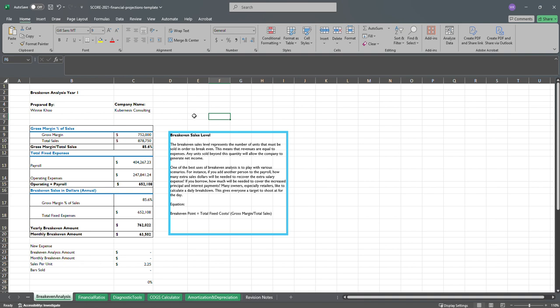The break-even sales level represents the number of units that must be sold in order to break even. This means that revenues are equal to expenses. Any units sold beyond this number will allow the company to generate net income. One of the best uses of the break-even analysis is to play with the various scenarios.